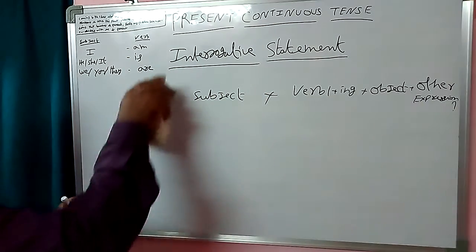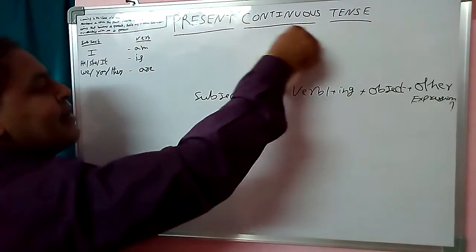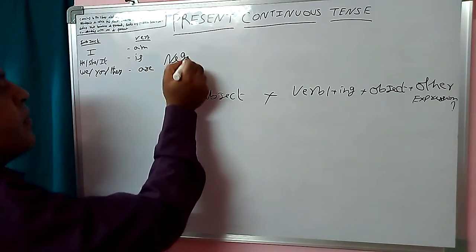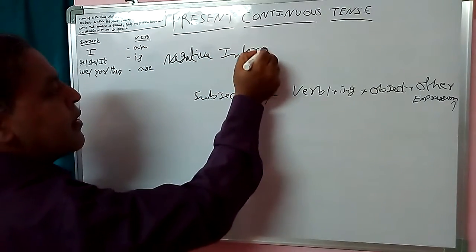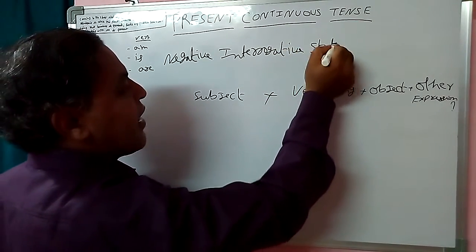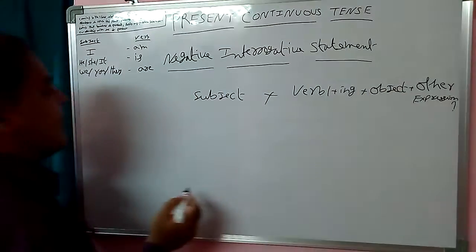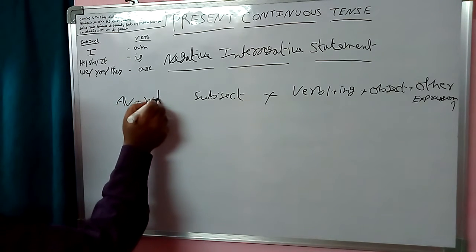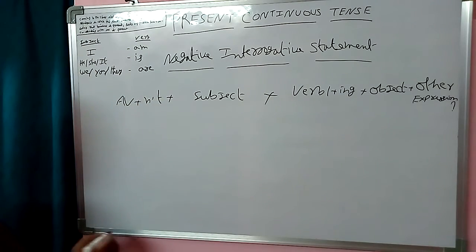Next one is the negative interrogative statement. Negative interrogative statement: auxiliary verb and apostrophe t, subject, verb 1 plus ing, object and other expression.